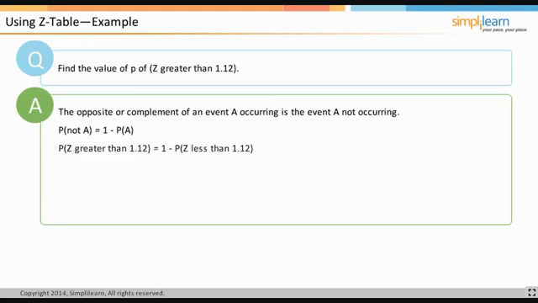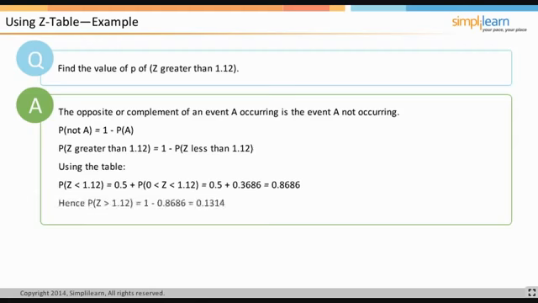In other words, P of Z greater than 1.12 is 1 minus the opposite, which is P of Z less than 1.12. Using the table, P of Z less than 1.12 equals 0.5 plus P of 0 less than Z less than 1.12, which equals 0.5 plus 0.3686, which is 0.8686. Hence, the answer is P of z greater than 1.12 equals 1 minus 0.8686, which is 0.1314. Note the answer is less than 0.5.